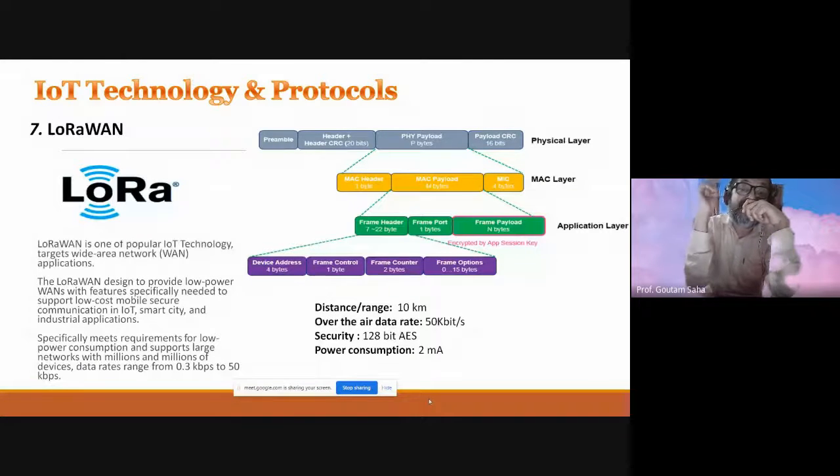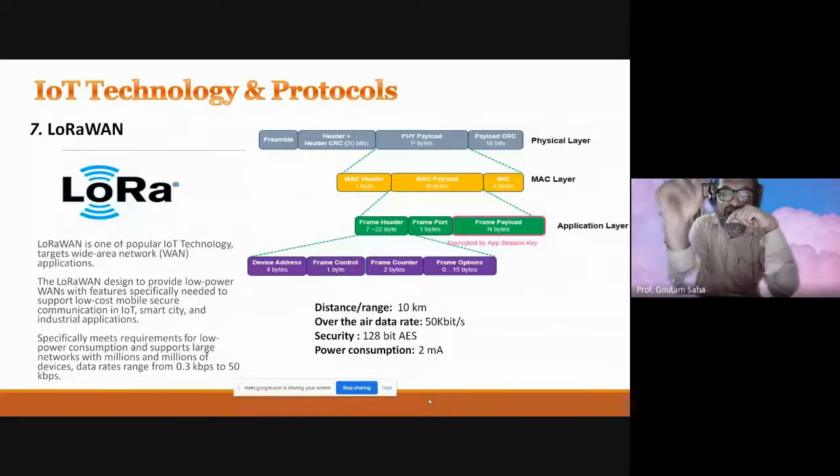LoRa I'm using. LoRa is excellent. LoRa's range is 10 kilometer. Because of our railway systems, we are using LoRa, and it is giving me excellent results. LoRa's packet architecture is like this. Distance range is 10 kilometers, and data is 50 kilobits per second, good enough. Security is 128-bit AES, but I am not bothering about that. I am using blockchain, and power consumption is 2 milliampere. Look, 2 milliampere. So good.